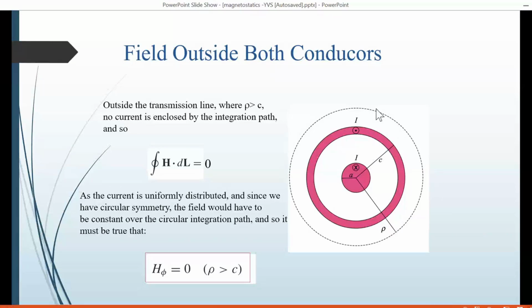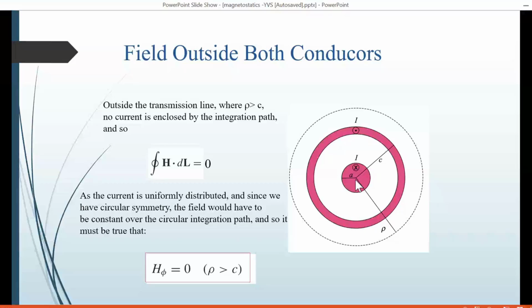I have considered at a distance rho which is greater than c. C is the radius of the outer conductor, so rho is greater than c. So the closed integration of H·dl for this path is 0. Why? Because there are two conductors, one is this one and the other one is this one.